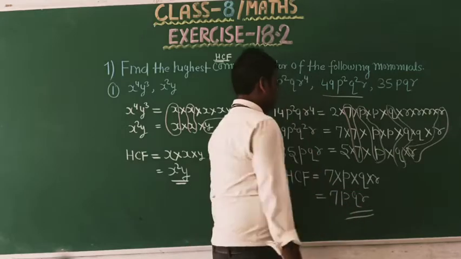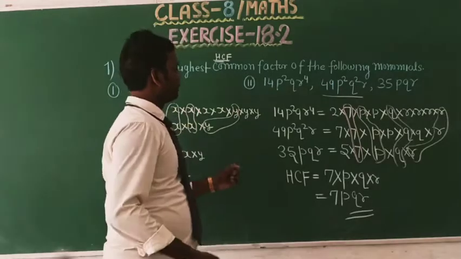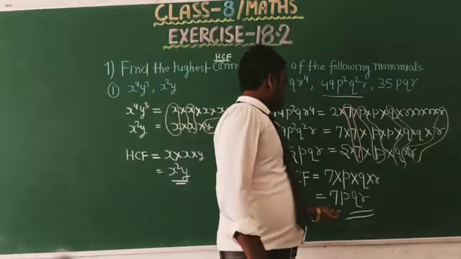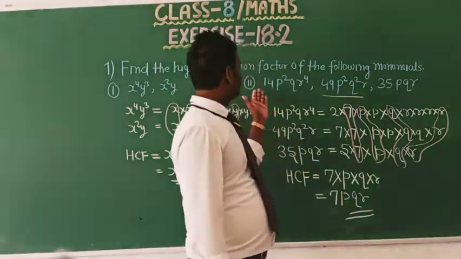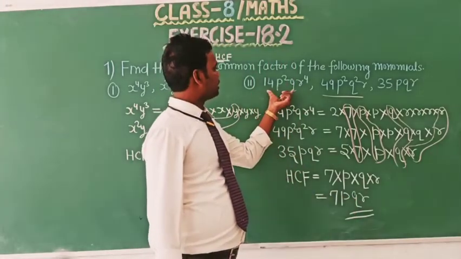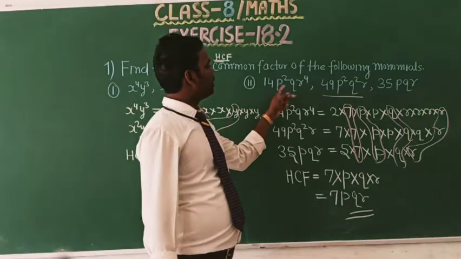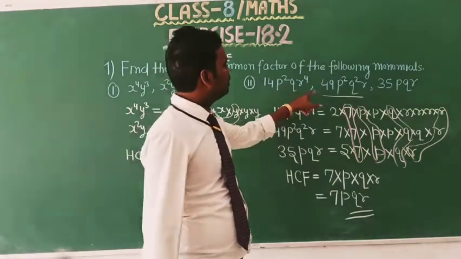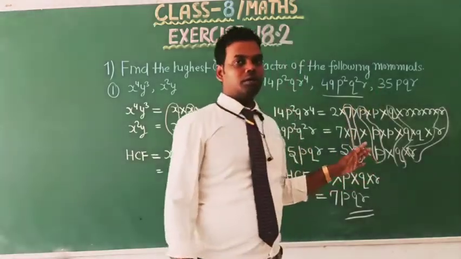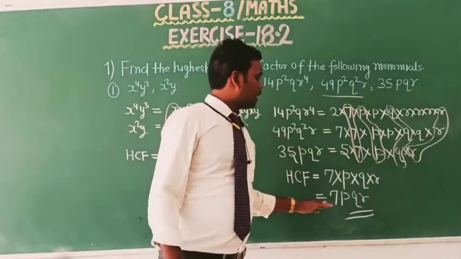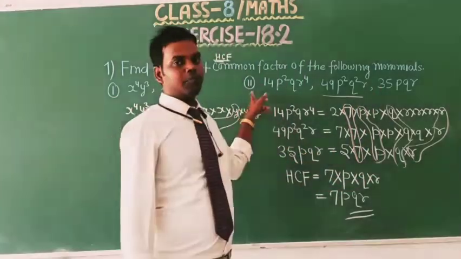So this is the highest common factor, 7pqr, of the given expressions 14p square q r to the power 4, 49p square q square r, and 35pqr. This is the answer of the second part.